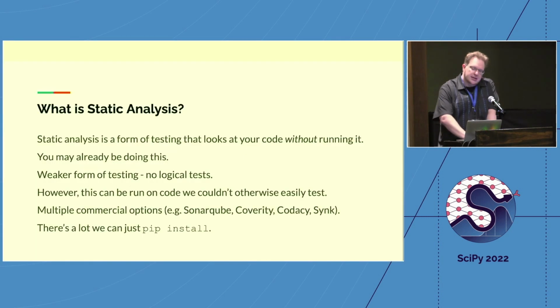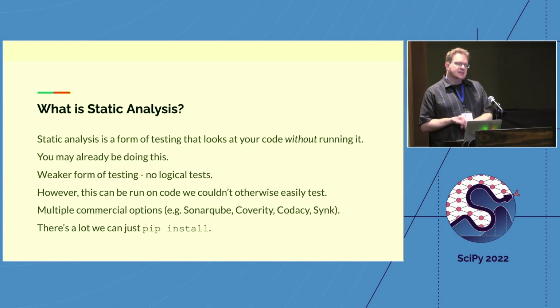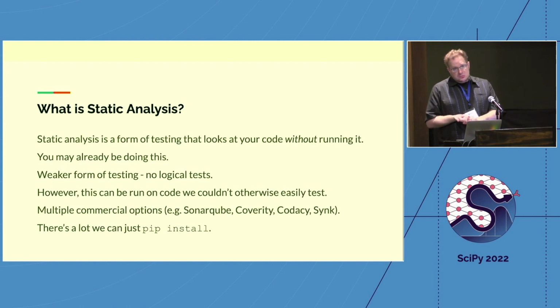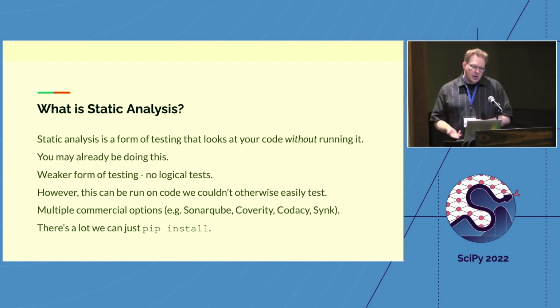Next option, though, is static analysis. So static analysis is a kind of test that doesn't run your code, but just looks at your code. You may already be doing this. If you're using an IDE like PyCharm or VS Code, and it gives you those little squiggles that says, hey, you're using a variable that you haven't defined, or something along those lines, that is a static analyzer at work. Now, static analyzers are weaker forms of tests. They don't test any logic. They're very limited in what they can do.